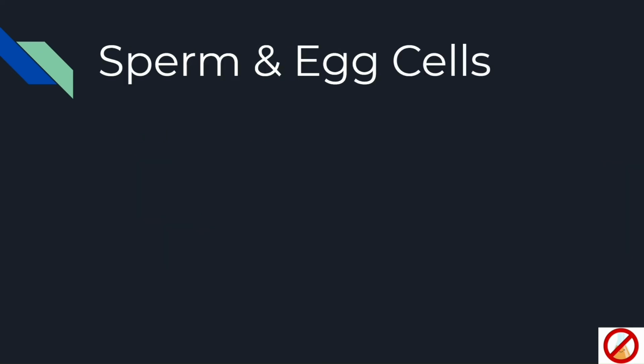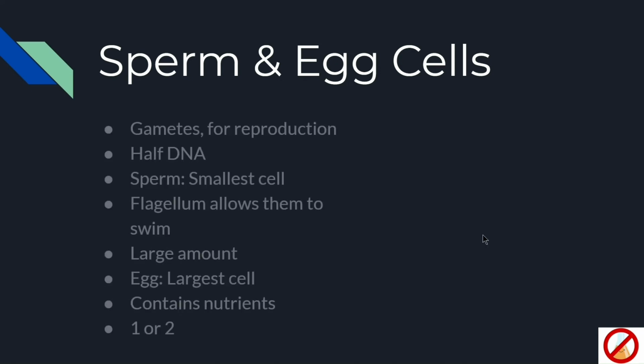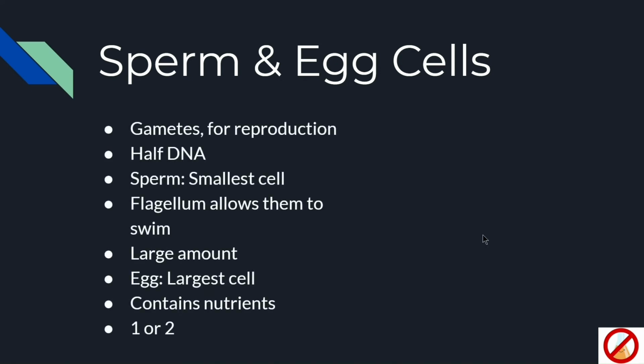The last two specialized cells for animals that you have to know are sperm and egg cells, and these are extremely important because this is what actually made us. So we call these cells gametes. Basically, they're reproductive cells, and the reason why is because they only have half DNA. So every cell contains genetic information in their nucleus, while these ones only have half of it.